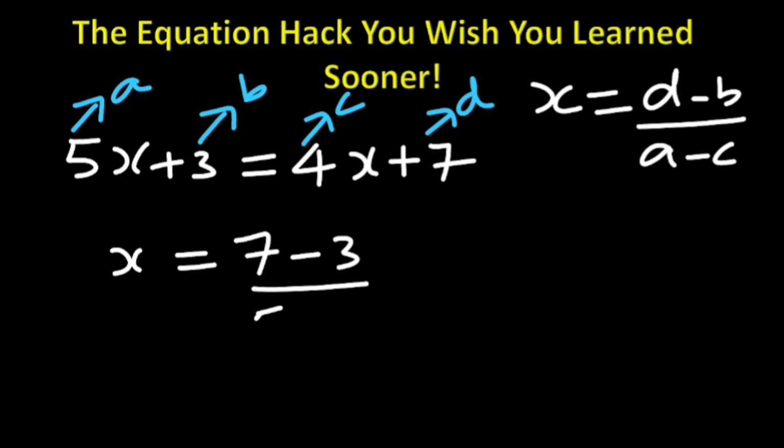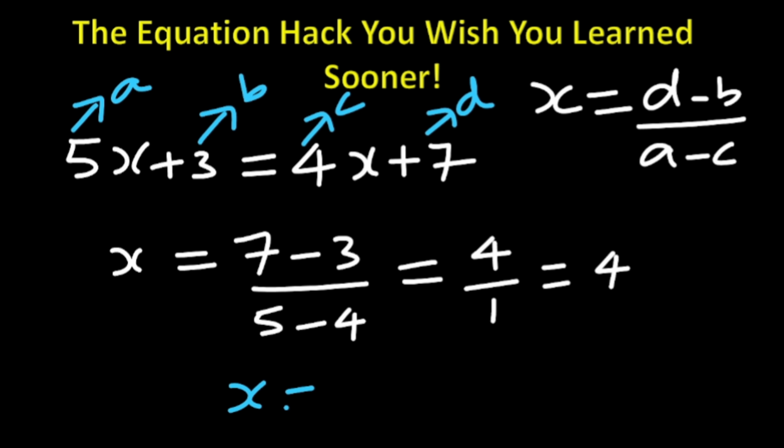You see a is 5 minus c, c is 4, so that's going to be (7 - 3)/(5 - 4). So 7 minus 3 is 4 over 5 minus 4 is 1. So 4 over 1, that's going to be 4. We can say that the value of x is 4. So whenever the equation is of the form ax + b = cx + d, this formula will help us to find the value of x without actually solving the equation.